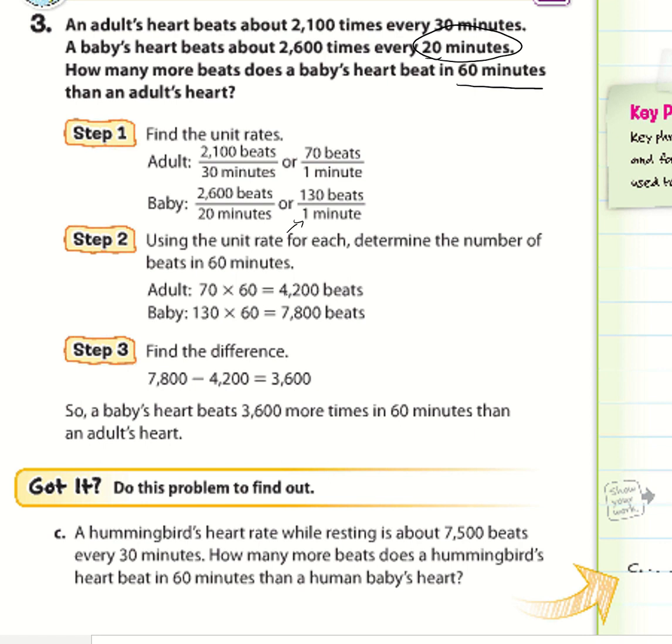So 70 times 60 is 4,200 beats, and the baby is going to be 7,800 beats, because we multiplied them both by 60. And the last step says, how many more? We know that's to subtract. So we have 7,800 minus 4,200, which equals 3,600. So in 60 minutes, it does 3,600 more.